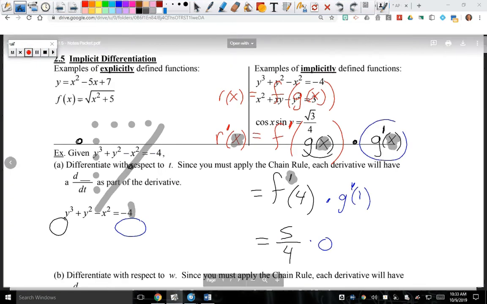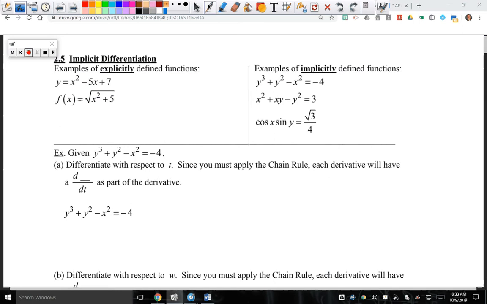Implicit versus explicit differentiation. So guys, without realizing it, you've been doing this kind of differentiation so far, because it's explicitly been given to you with f of x or y all by itself. You've seen this since algebra 2. f of x equals this, y equals this.